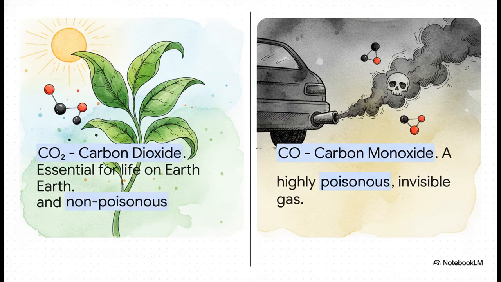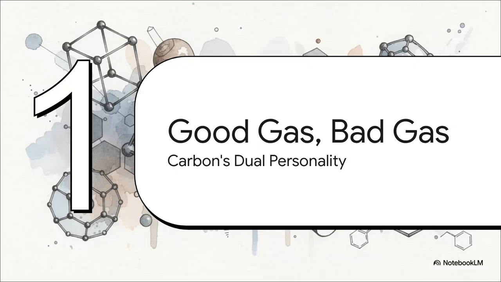But you remove just one of those oxygen atoms and you get carbon monoxide, CO, an invisible, odorless, and highly poisonous gas, a silent killer. So how in the world can one tiny oxygen atom be the difference between life and death? It's incredible when you think about it. Let's start with the helpful one, the good gas.